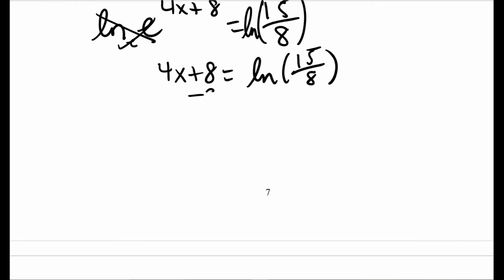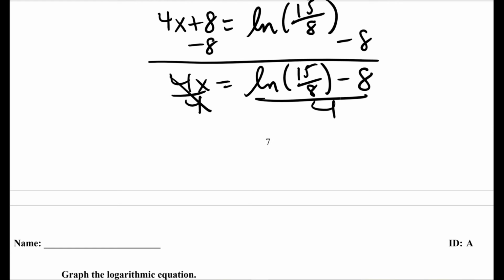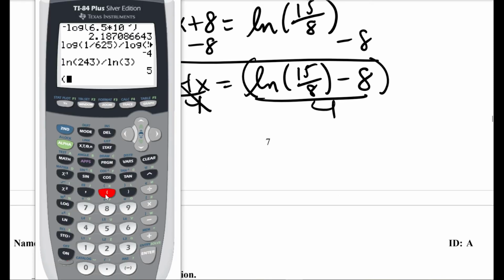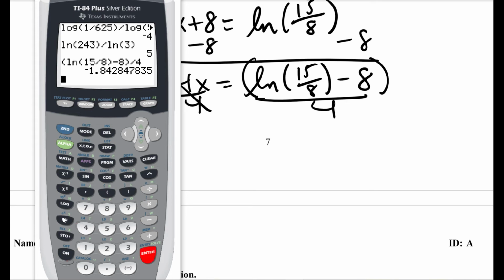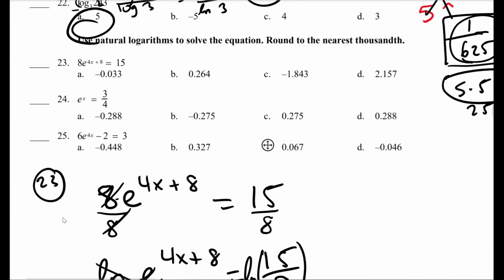Now we can go ahead and subtract the 8 on both sides. And then we can go ahead and divide off the 4 on both sides. All right, so then when we do this on the calculator, make sure to put the numerator in parentheses. So we're going to do that over here. So we have parentheses, ln 15 divided by 8, close parentheses, minus 8, close another parentheses, divided by 4. So we get negative 1.84. Which is over here.